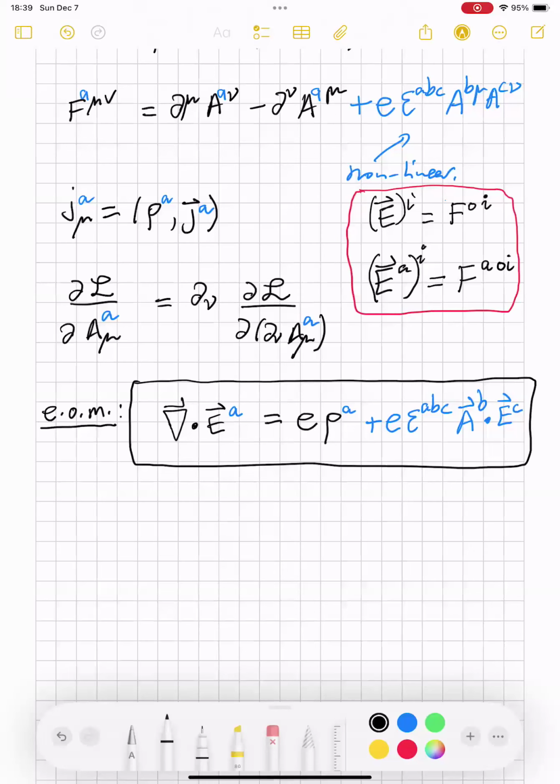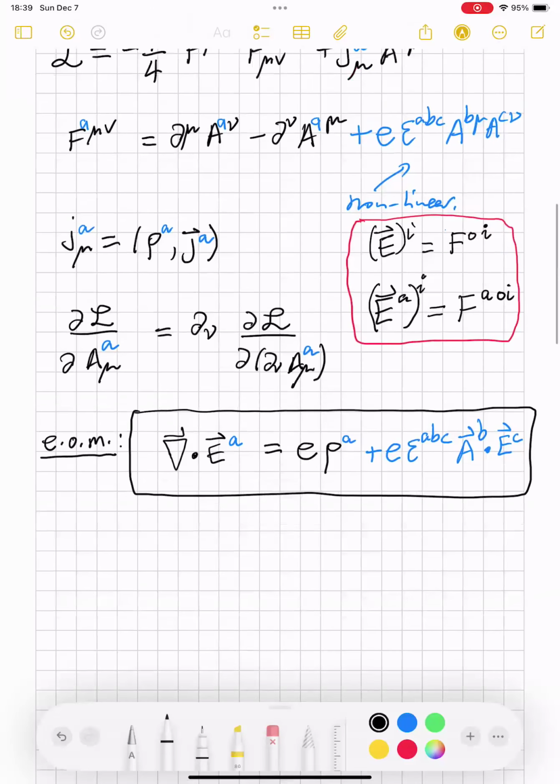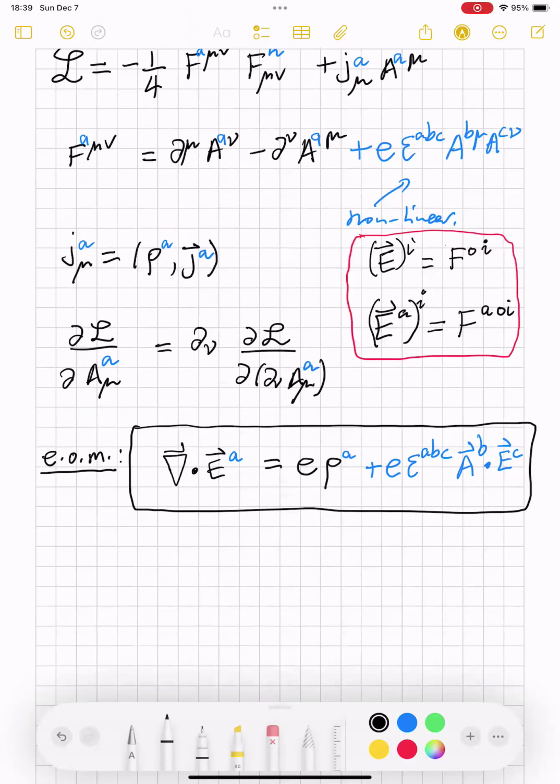Okay, so I had a few questions. I've added this red box on the slide because I was asked what the electric field is. In Maxwell's theory, the ith component of the electric field would just be the naught i component of the field strength. It's exactly the same in the non-abelian gauge theory, except the ith component of electric field A is the naught i component of the A field strength tensor.